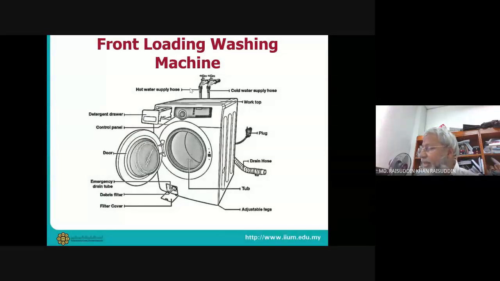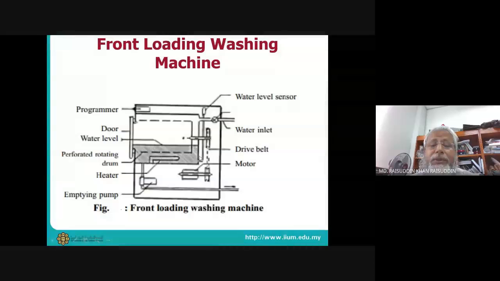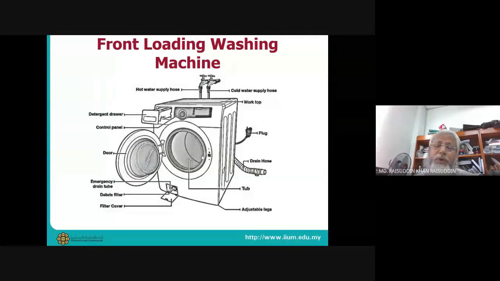Here you can see an example of a washing machine. This is a front loader washing machine. The door has some sensors. So when you switch it on, it can sense that you have switched on, so it will not allow you to open the door if there is water. So a front loading machine has this kind of feature.